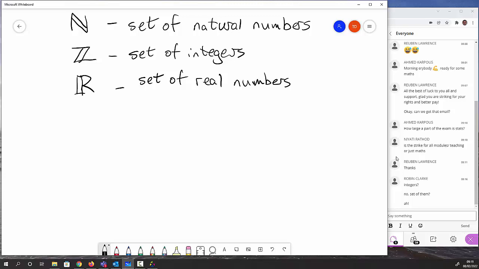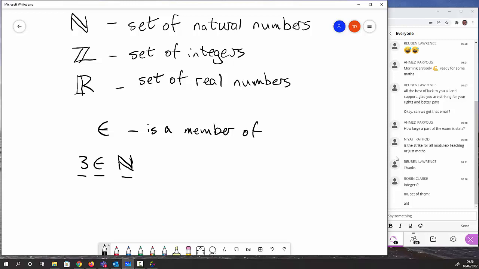So now we've got a symbol which is like this. It's like a sort of curved E, and that means is a member of. So we can say that 3 is a member of the set of natural numbers. So that's meant to be a fancy N. Okay, so how you'd read this is 3 is a member of the set of natural numbers.